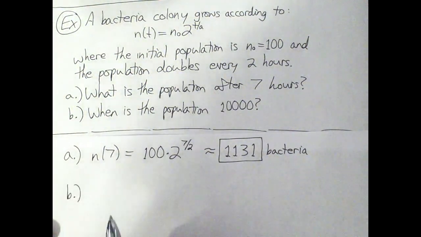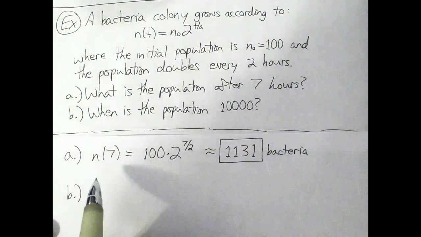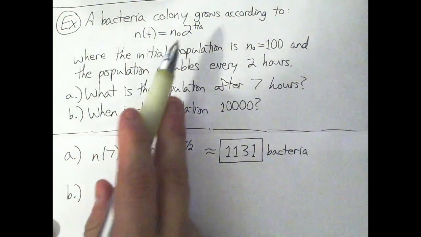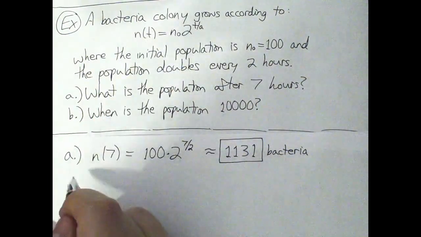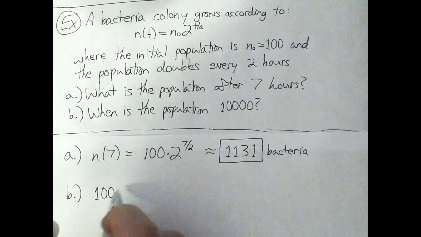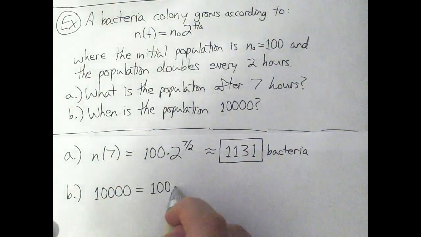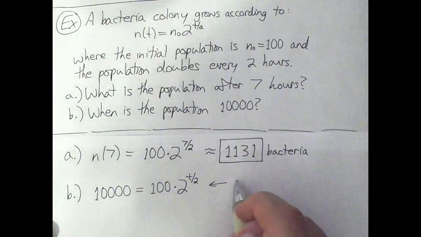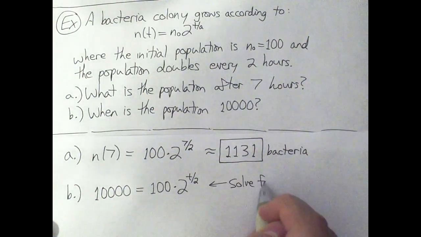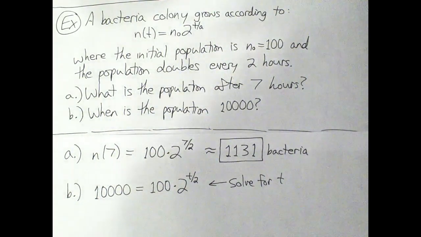Part B is where it gets more interesting. So it's asking, when will the population be 10,000? We know the formula that we're using. We want n of t to be 10,000. So we could set up 10,000 equals 100 times 2 to the t over 2. And we want to solve for t. T is the unknown. It's the only unknown in this whole thing.